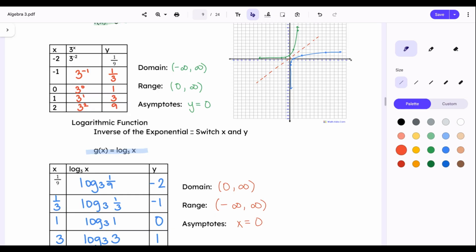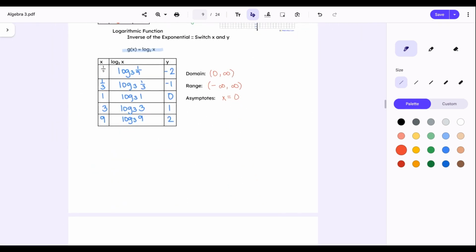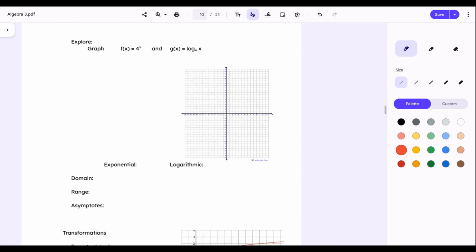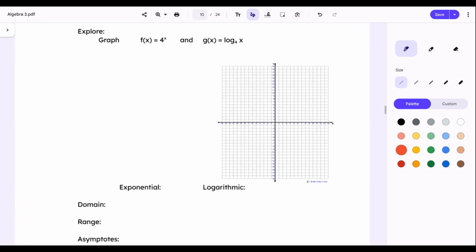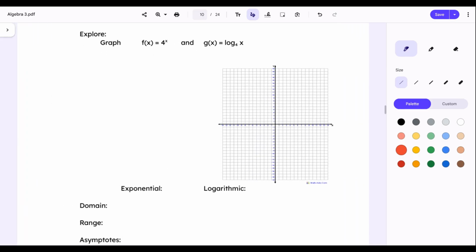Okay, so I want you guys to practice this. If you turn your page over to the next page here, I want you to now practice graphing the exponential 4 to the x power. And then I also want you to do the logarithmic graph of log base 4 of x. So just practice what we just talked about there. And then right underneath that, go ahead and fill out what you think your domain, range, and your asymptotes would be for the exponential and the logarithmic equation. Okay, I'll give you a little bit of time to work through that.